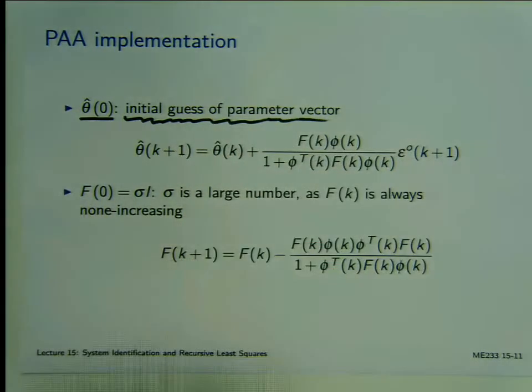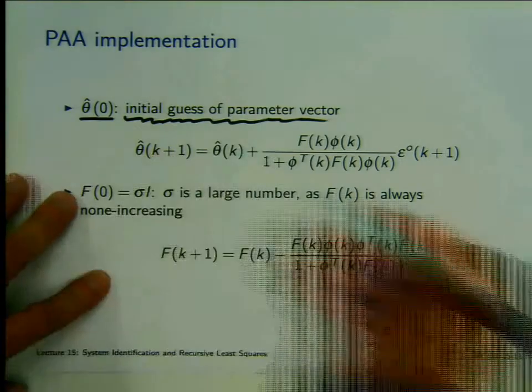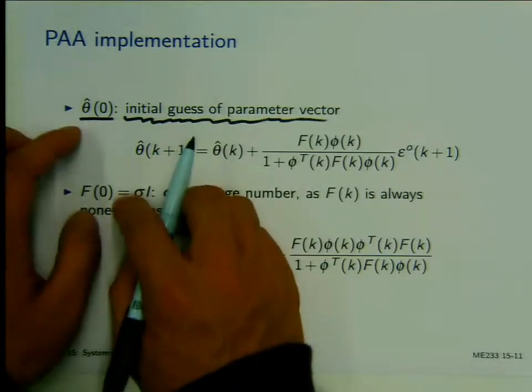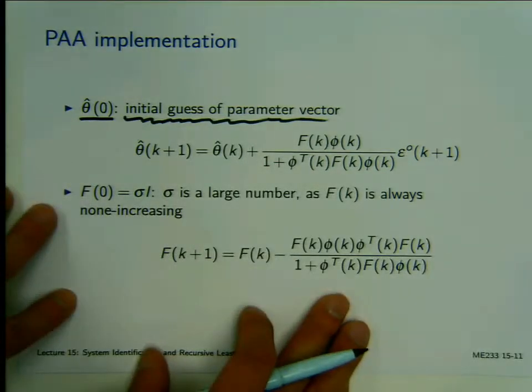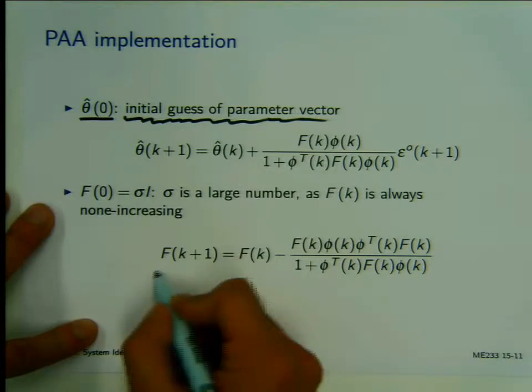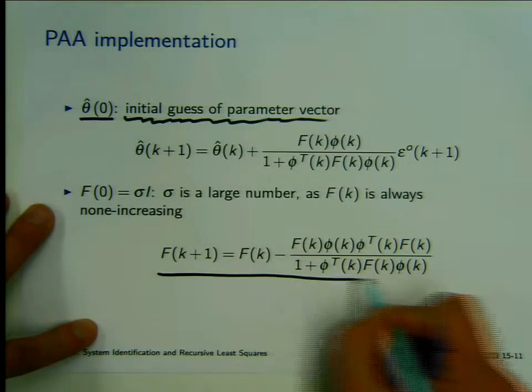If you know, for example, some rough values of the mass of the system or the damping coefficients of the system, you can set it here. If you don't know, you can set it to 0 and then let the system run. Okay? And then similarly for the matrix F, okay?